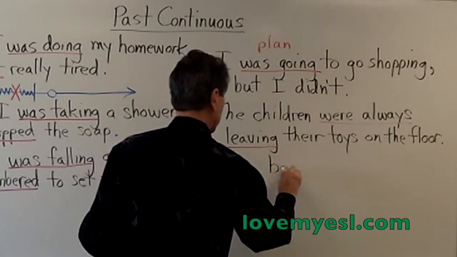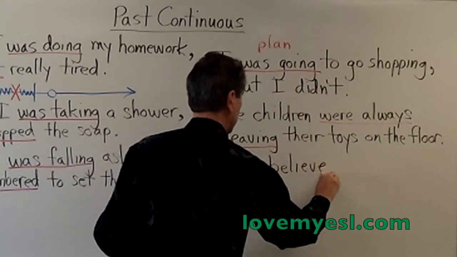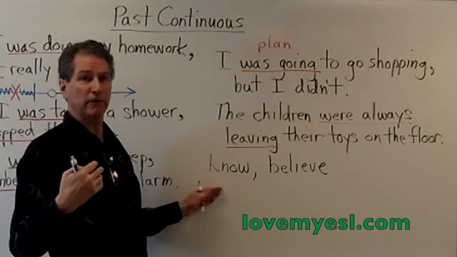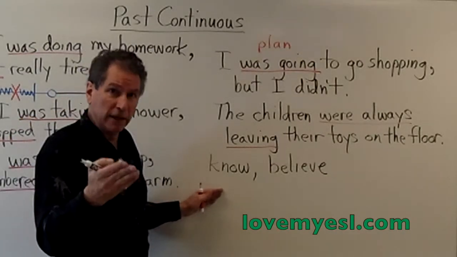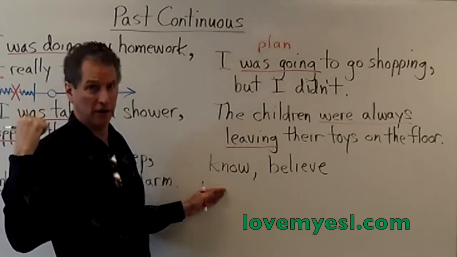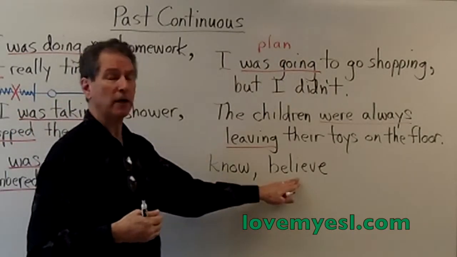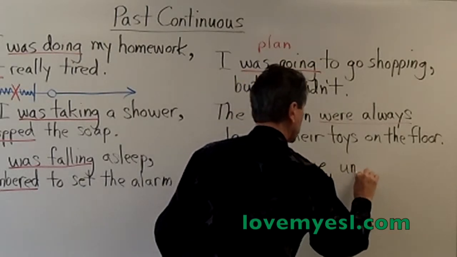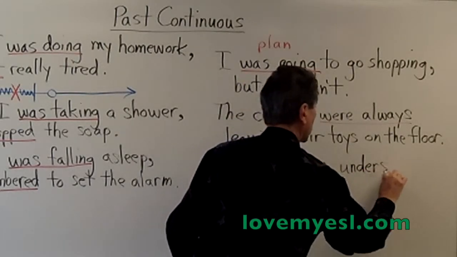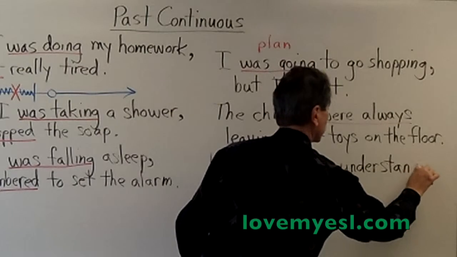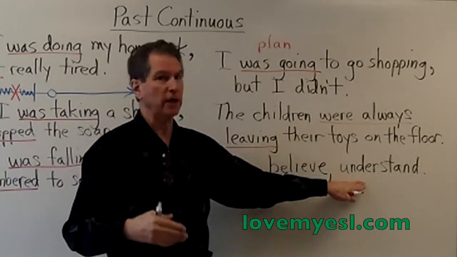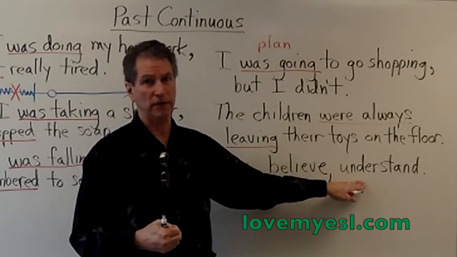Believe, B-E-L-I-E-V-E. You don't say, I am believing you, or I was believing her. No, I believe you, and I believed her. Just the simple forms. Don't put the ing on believe. And then the last one you don't put ing on. Actually, there are many more. Understand, but this is another verb that students often get wrong. So know, believe, and understand. Do not put ings on the end of these verbs.